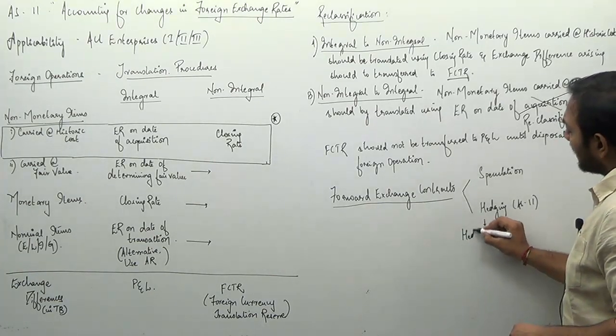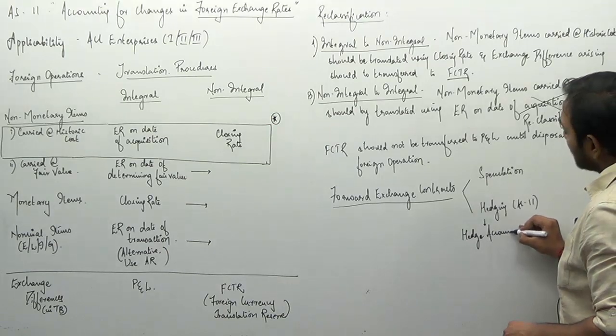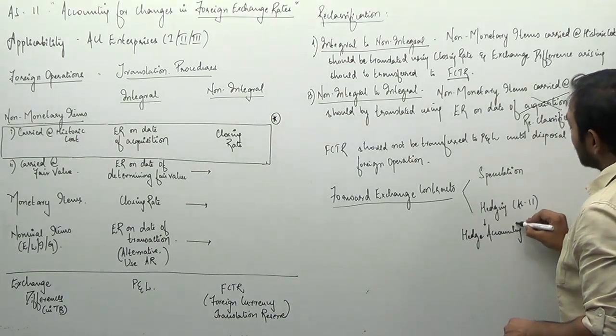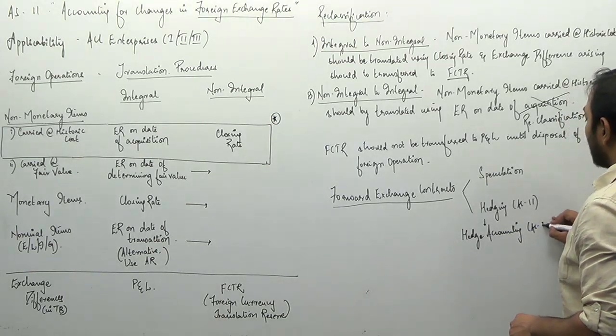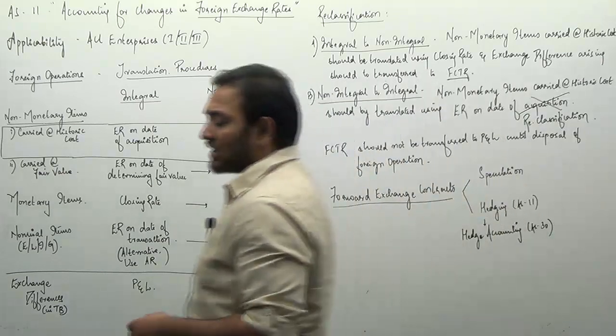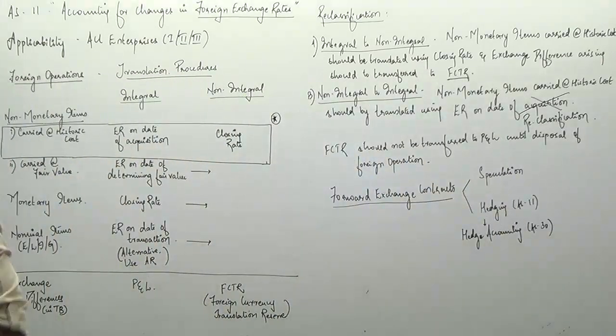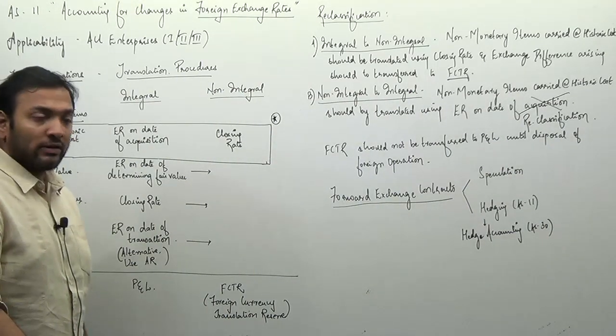There is a particular accounting called hedge accounting, which is necessary for us to understand foreign exchange contracts. Hedge accounting I'll discuss when I'm taking up AS 30 financial instruments. So I will not touch any part here. I'll take it up when I'm doing AS 30. What is hedge accounting? There are 3 hedges. We'll go into the details there.